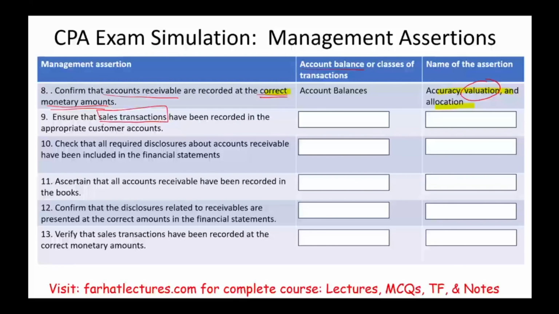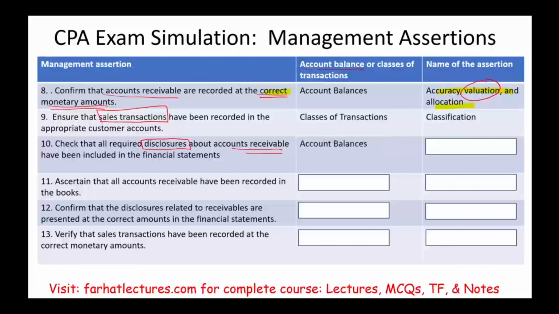Ensure that sales transaction, classes of transaction, has been recorded in the appropriate customer account. So again, classes of transaction, appropriate customer account, it means it's classified in the proper place. Classification. Check that all required disclosures about receivable have been included in the financial statement. Now, we're dealing with account receivable, account balances, and we're dealing with what type of assertion? Disclosure. It means presentation. Now, also we can do here, since all is there, we could also add completeness because we want to make sure that all has been included.